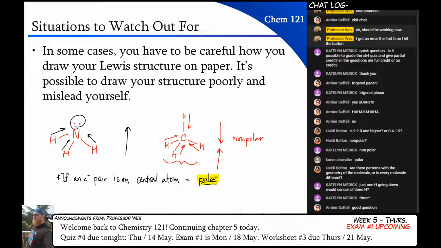So the question is asked, just one H going down would cancel all three of them going up. And the answer to that is yes, but the reason for that is because this guy is going straight down, but these guys are only going sort of up.